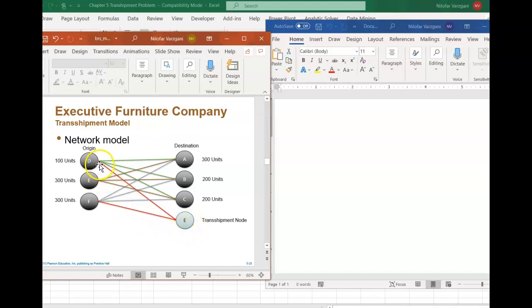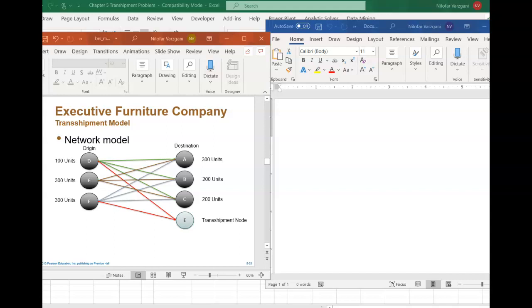So now you have two additional routes, which are the arcs highlighted in red, that needed to be added to the model so that we can come up with the new optimal solution and the new optimal shipping cost for this particular example. So I'm going to use this network model to formulate my LP problem.